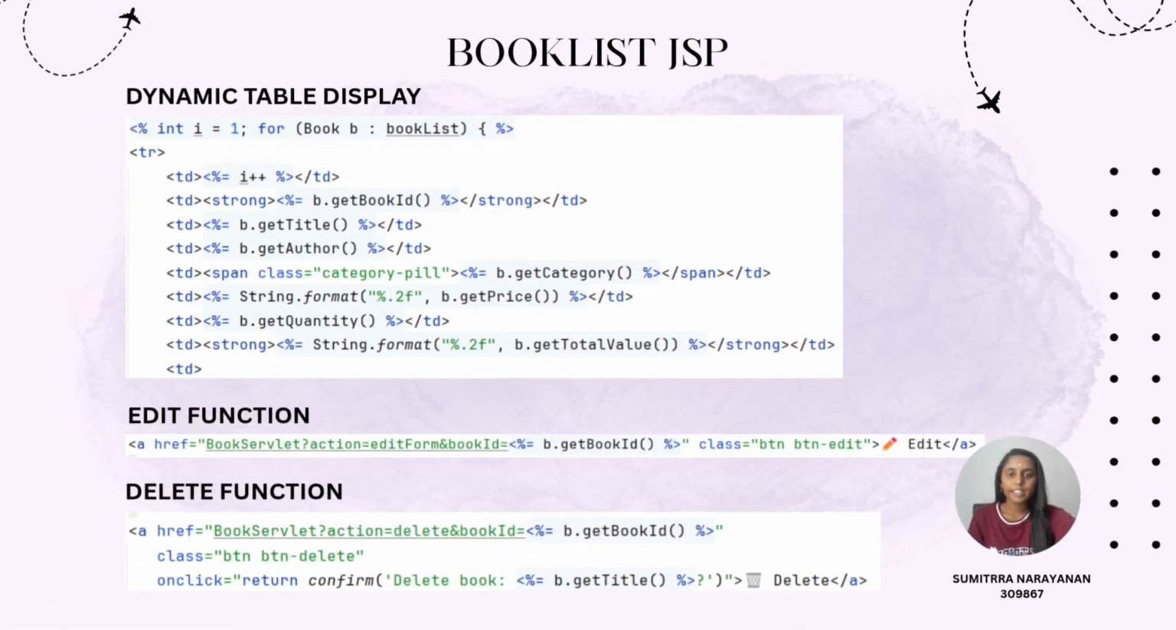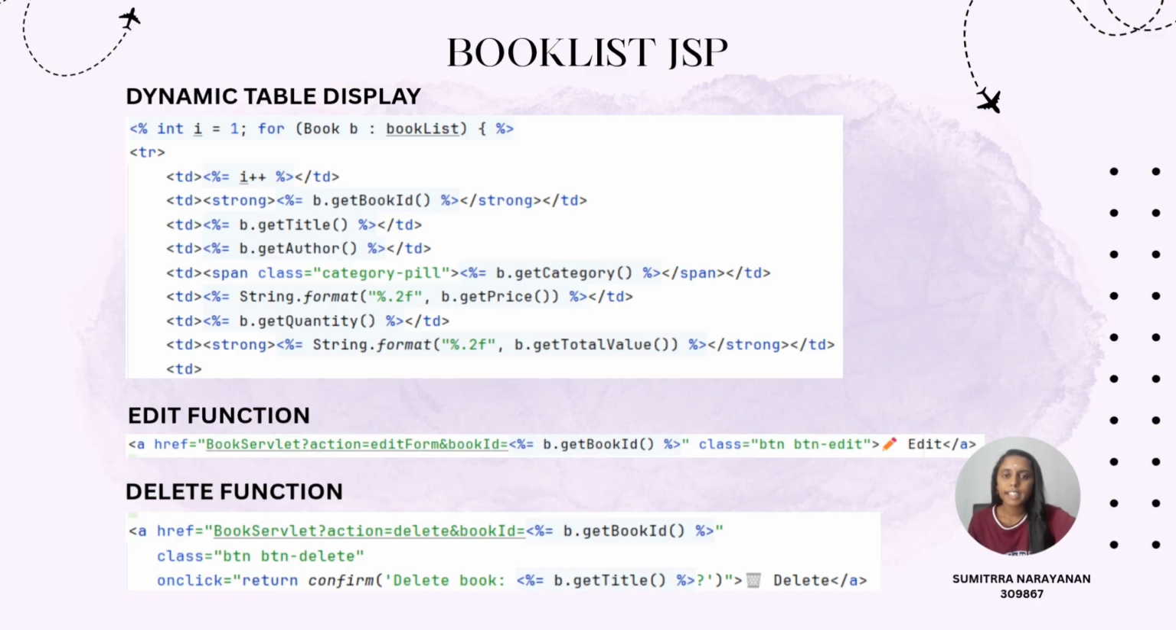And the third one is dynamic table display. This section dynamically generates the book table using for each loop. For every book object stored in the list, the system creates a new table row and displays the book information such as book ID, title, author, category, price, quantity, and total value. String.format with %.2f is used to format currency values into two decimal places for better readability.